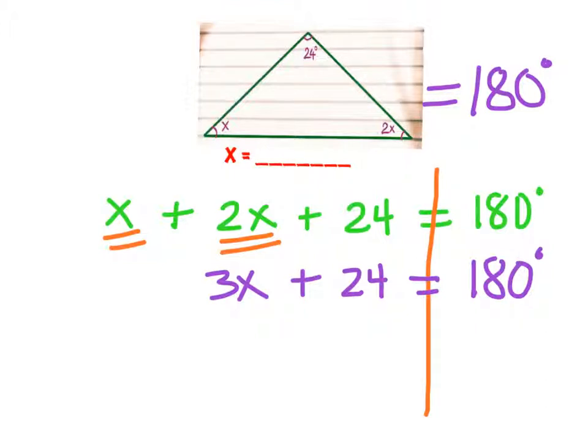Now we're at the point where we are probably going to need to work backwards. This one isn't as easy to tell the answer. 3 times a number plus 24 more gives me 180. So when you work backwards, you should do the opposite. Instead of adding 24, I want to subtract 24.